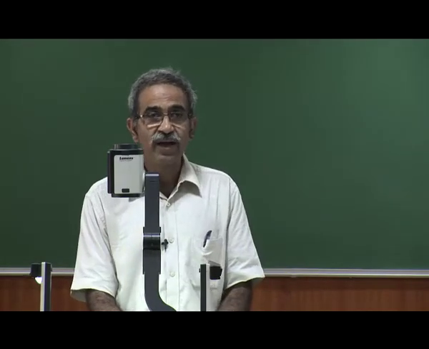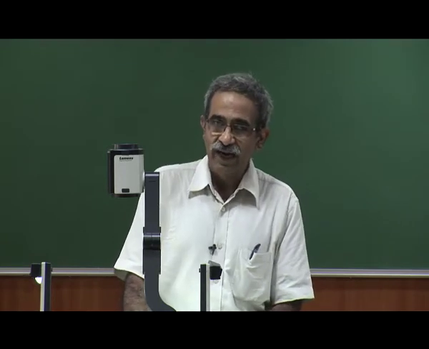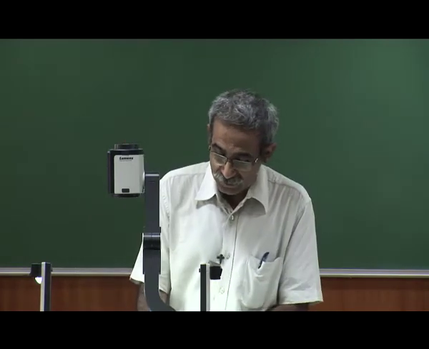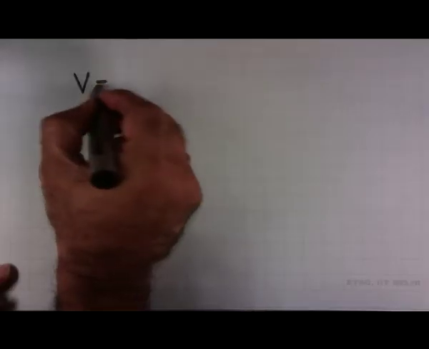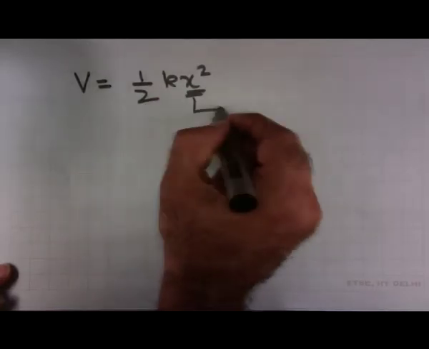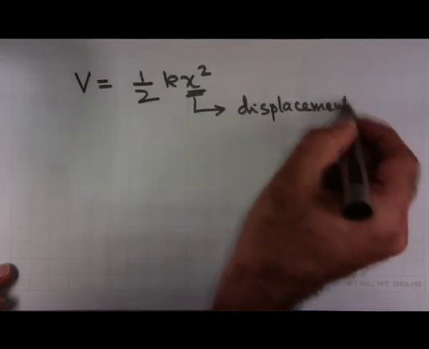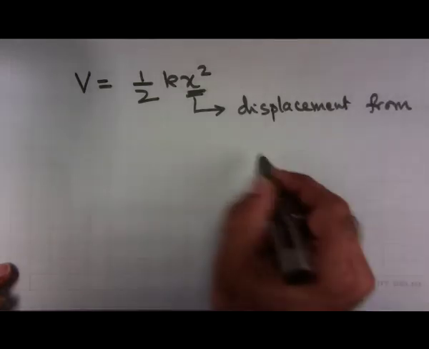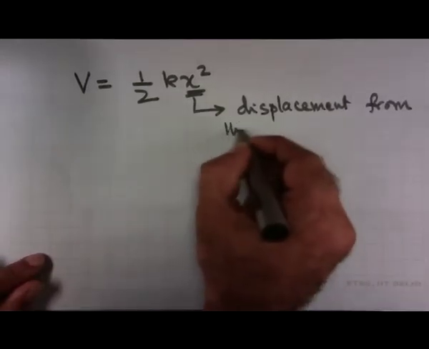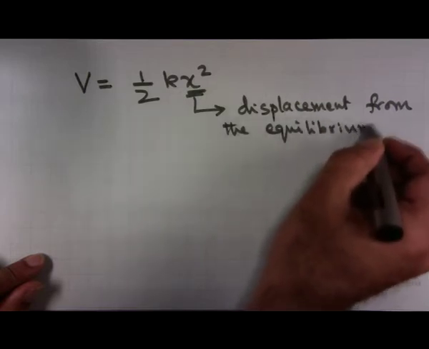So this approach is a utilitarian approach. It tells you it is useful to employ potential energy, but the idea of energy is much, much deeper. We have to understand that. So what is it that we did? We defined the potential energy to be half kx squared. Remember, this x is the displacement from the equilibrium position.